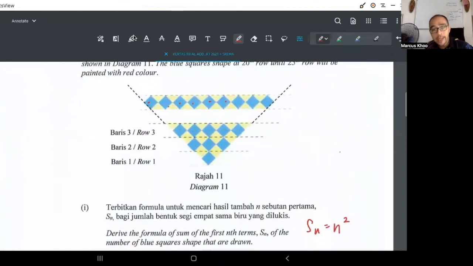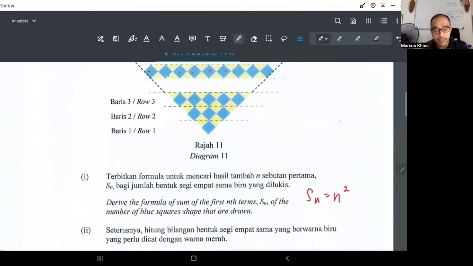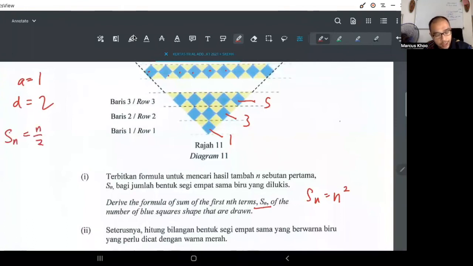But you know that this is an arithmetic progression because the first one is 1, the second one is 3, the third one is 5. So you have a equals 1 and d equals 2. So the formula for the sum of the first n terms, if we use the original one, Sn equals n over 2 times 2a plus n minus 1 d. Let me substitute a and d inside. I'll get n over 2 times 2 times 1 plus n minus 1 times 2.